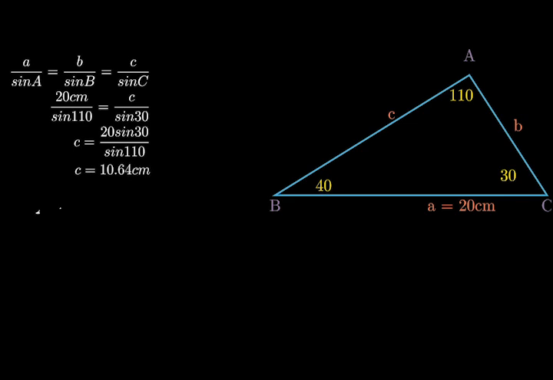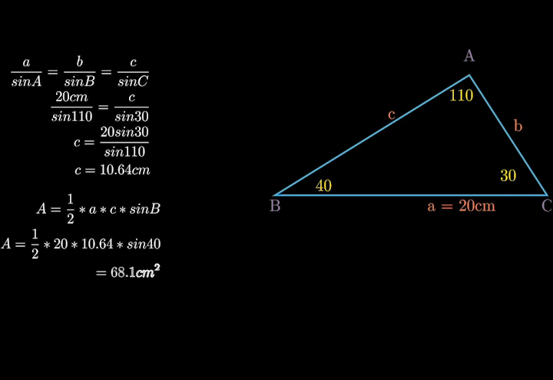Therefore, if we want to calculate the area, we will get the two sides and the angle in the middle. And the two sides that are here are A and C, and the angle in the middle is B. That's why we are doing a half AC sine B. A is given by 20, C is given by 10.64 as we had calculated, and then multiply by the angle in the middle, which is sine 40, giving us 68.1 centimeters squared.